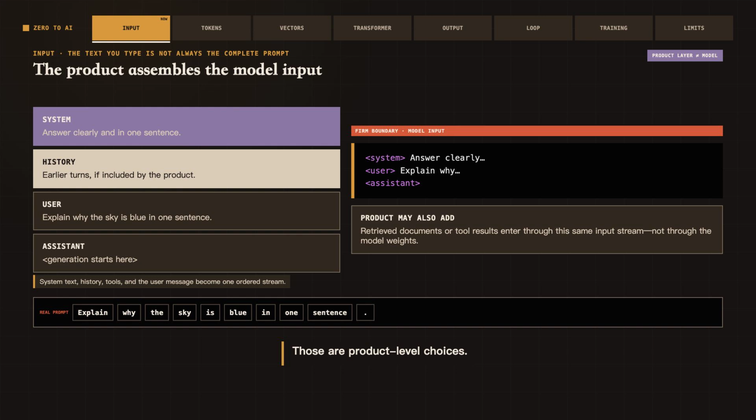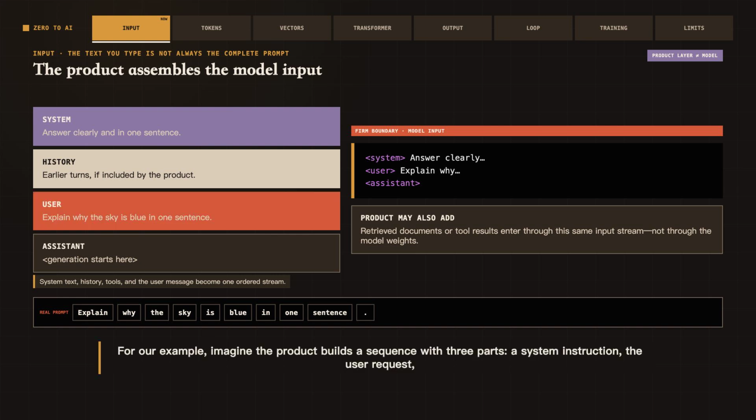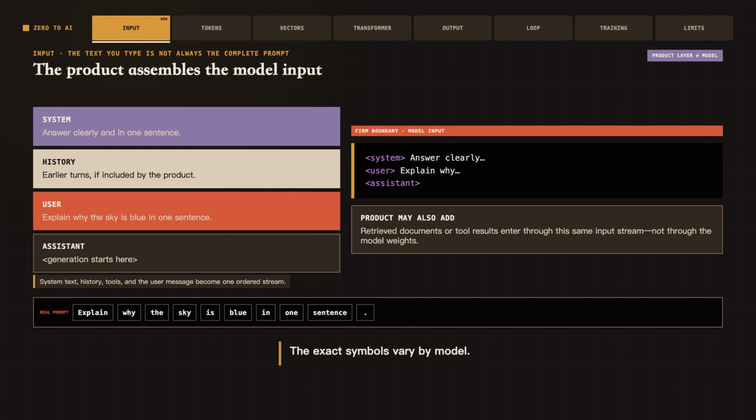Those are product-level choices. They matter because the model can only condition on information that reaches it, but they are not the same thing as the core language model. For our example, imagine the product builds a sequence with 3 parts: a system instruction, the user request, and an assistant generation marker. The exact symbols vary by model. What matters is that the model receives one ordered sequence, not a set of floating chat bubbles.